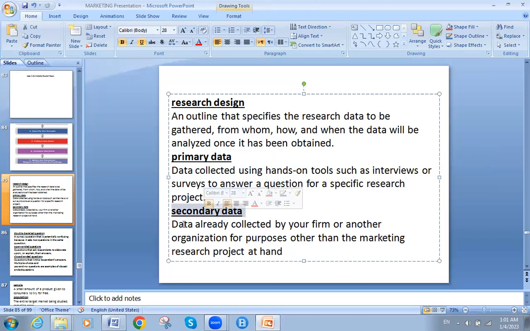The secondary data is stored data that had been there before. This is not the first time that we use it. It is data already collected by your firm or another organization for a purpose other than the marketing research project at hand. As an example, if I say secondary data in the soda factory which I will open, I will check out if there are other factories in this industry like Pepsi or 7-Up or whatever.